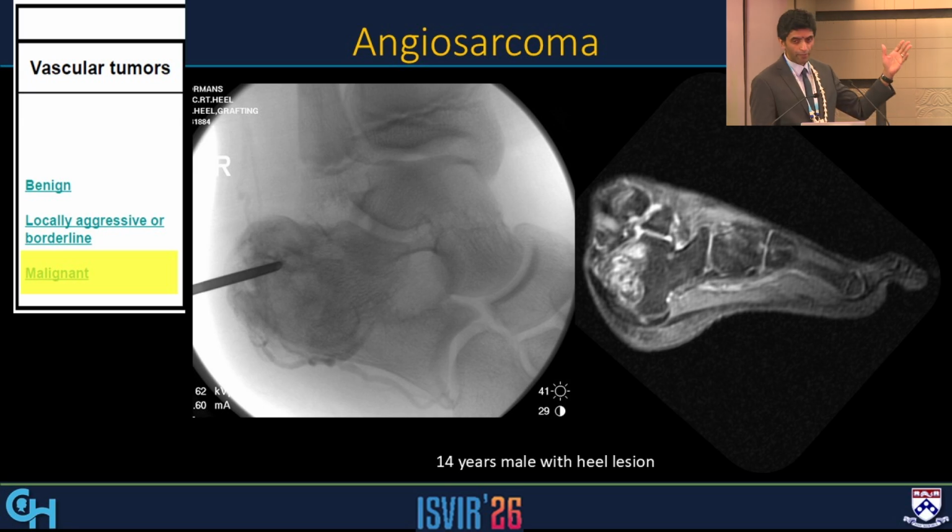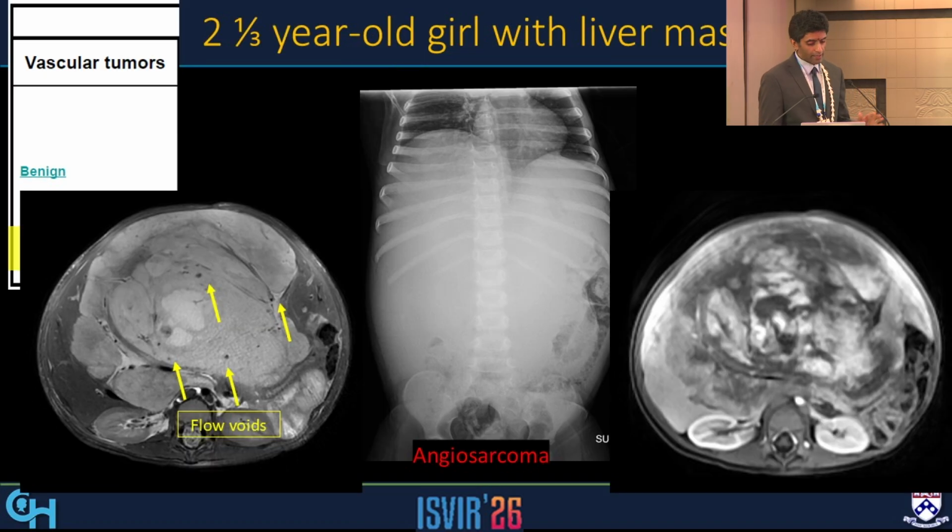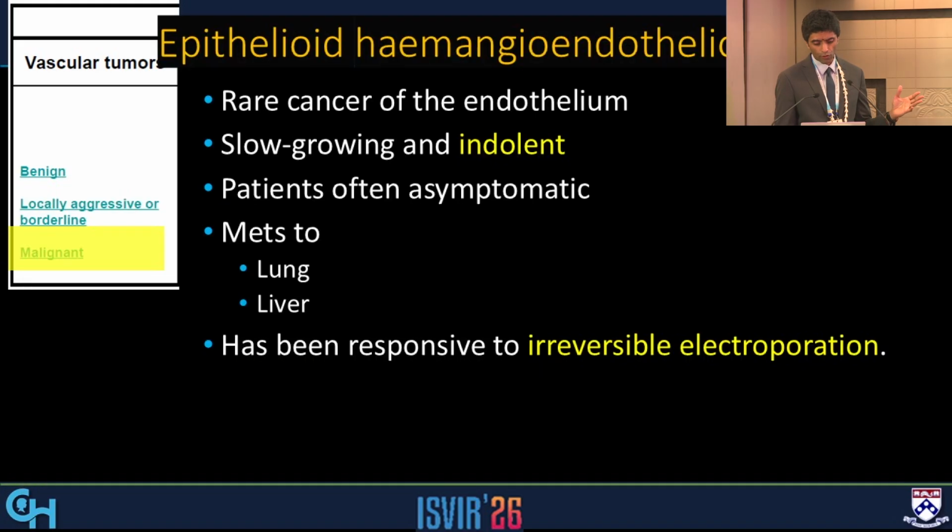Well, how do you tell this from hepatoblastoma, for example? Well, too many vessels and it looks kind of ugly. The course is very, very bad, a very malignant course. You have to biopsy this to get a diagnosis here. And finally, EHE is the last tumor in the malignant category aside from angiosarcoma.